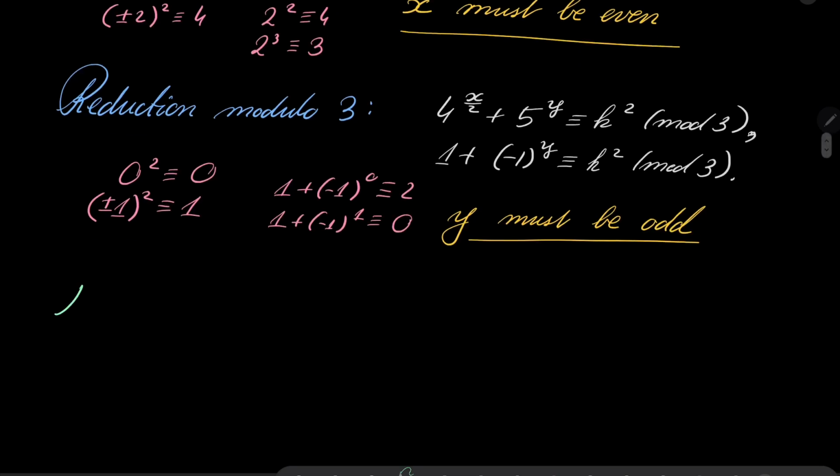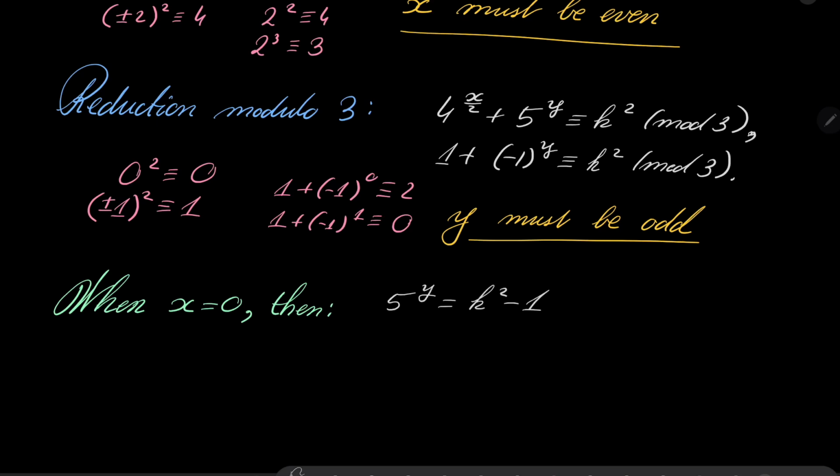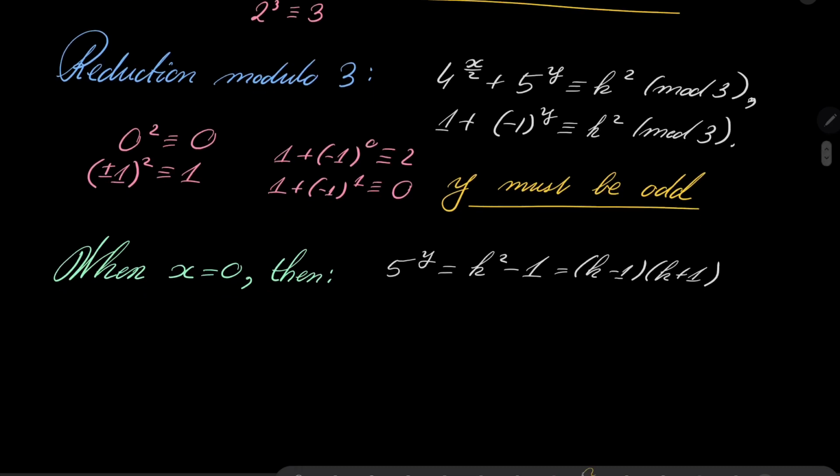And now I wish to consider two more separate cases. When x equals 0, then we have the following equation: 5 to the power of y equals k squared minus 1, which is k minus 1, k plus 1. And once again, notice that these two numbers differ by 1, so only one of them can be divisible by 5. So maybe let's write it k minus 1.